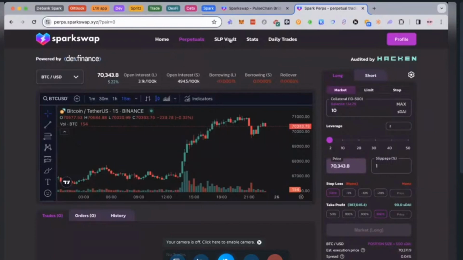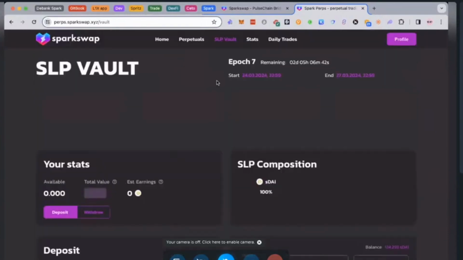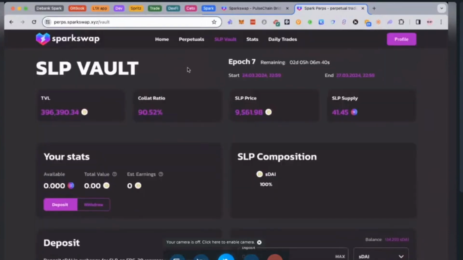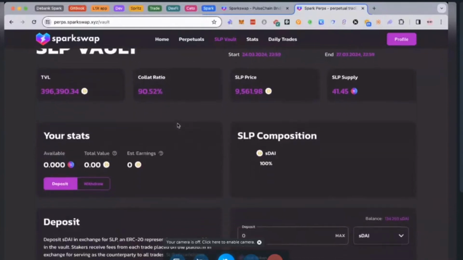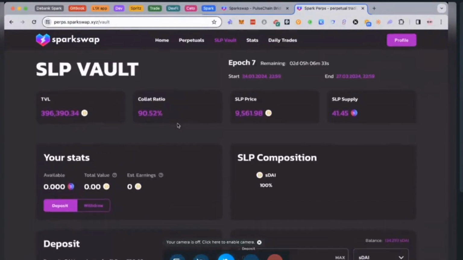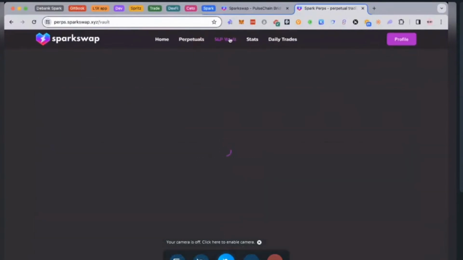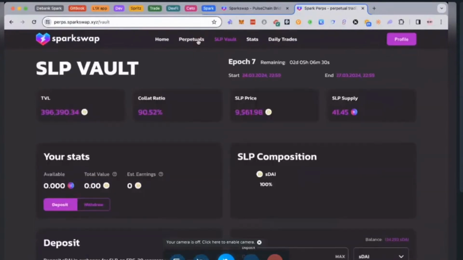So you'll notice up top here, here's this SLP vault. This just stands for Sparkswap liquidity pool, but you'll notice it's all just SDI. So essentially, all of your trades are going to be backed by SDI, and there's reasons behind this.